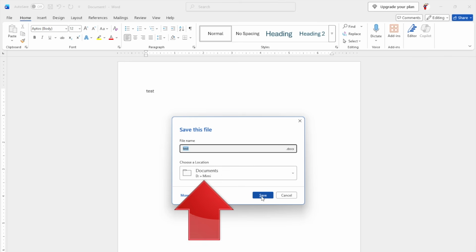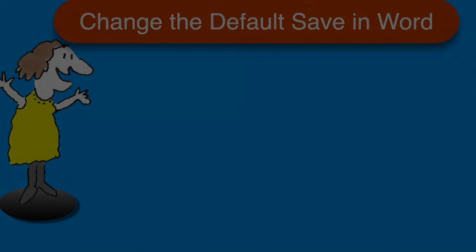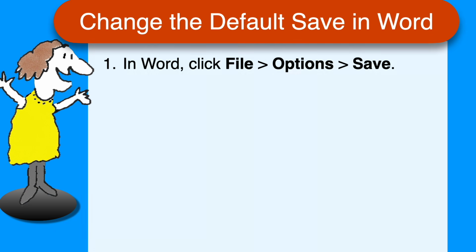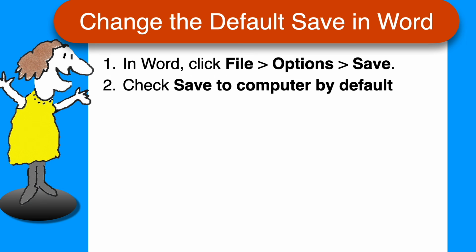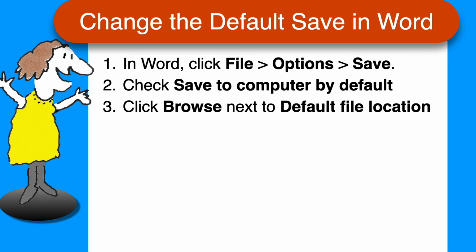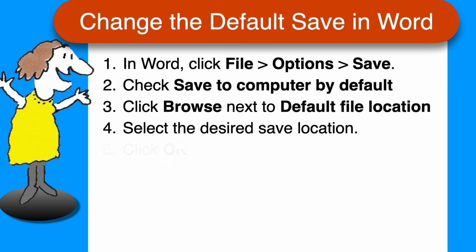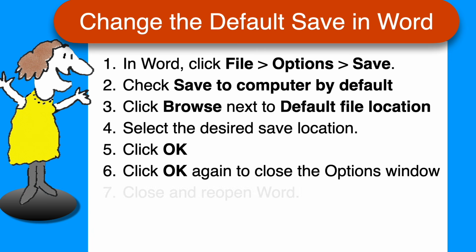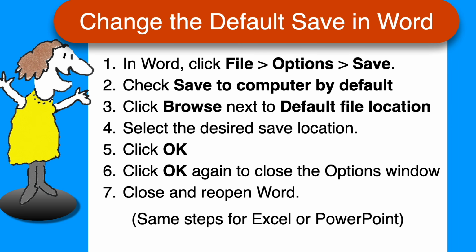Here's a quick recap of the steps, all on one page for your convenience. To change the default file save location in Word on a Windows PC, open Word to any document, click File, Options, Save, check the box next to Save to Computer by Default, then next to the default local file location, click Browse. Select the folder where you want your future files to go by default and click OK. Click OK again to save the changes, and close and reopen Word. And remember that these same steps can also be used for Excel or PowerPoint.